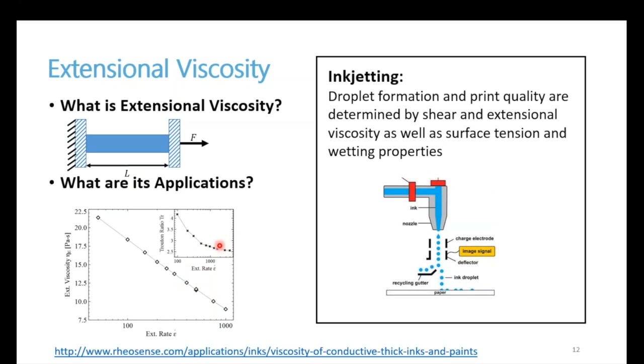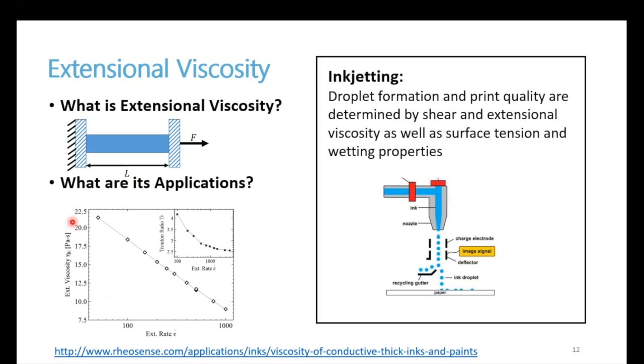The next example will be for inkjet printing. You can see here how as you're injecting ink through a nozzle, you're reducing the cross-sectional area. Here you're going to have a combination of shear and extensional flow. But for some inks, it will be very important to know the actual extensional properties of your sample. Of course, the quality of the print is going to be affected not only by the two viscosities, but also by the surface tension and the wetting properties of your fluid.